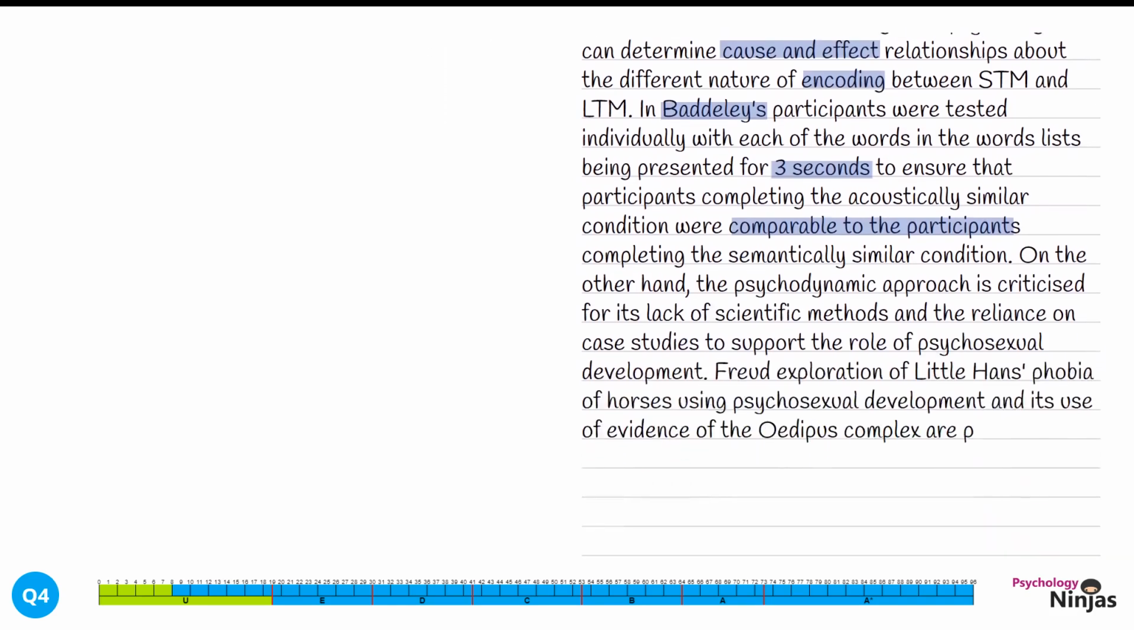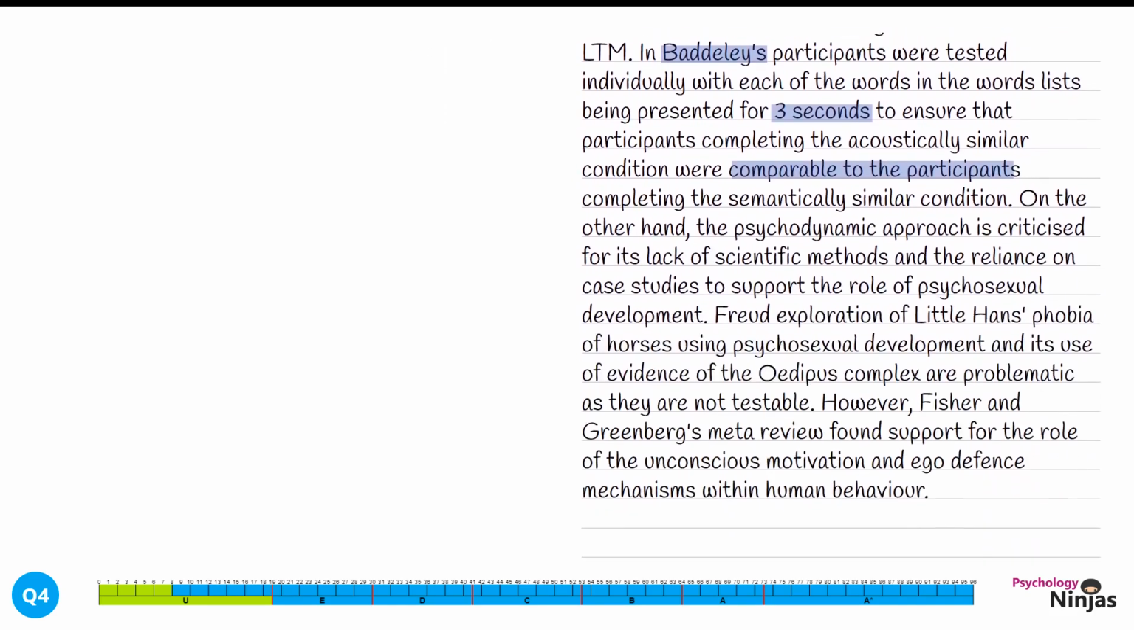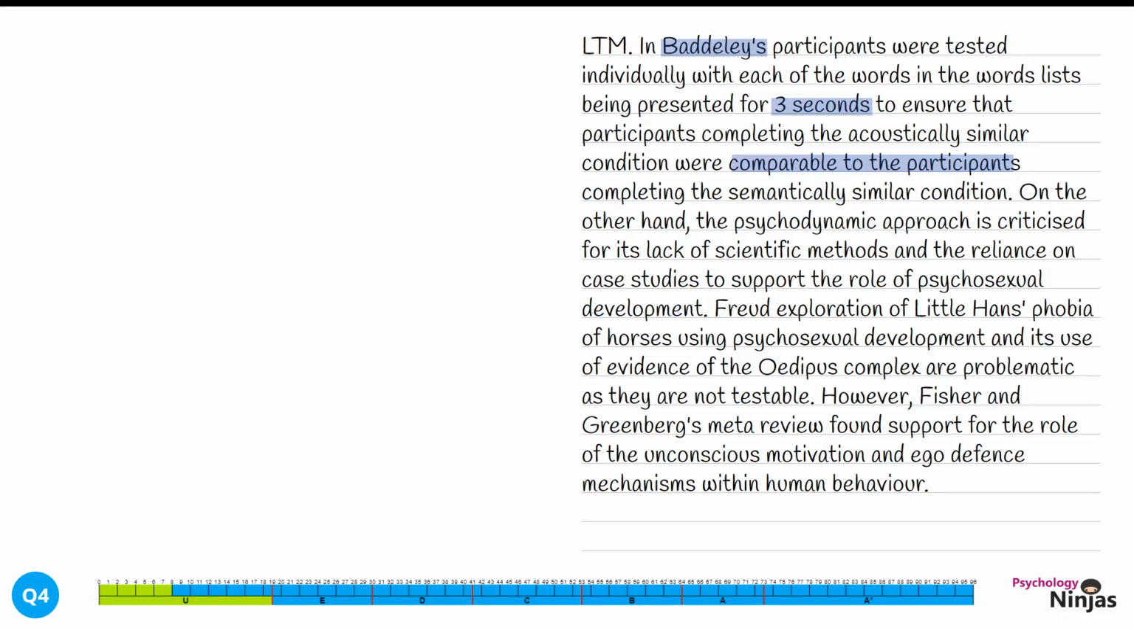On the other hand, the psychodynamic approach is criticised for its lack of scientific methods and the reliance on case studies to support the role of psychosexual development.